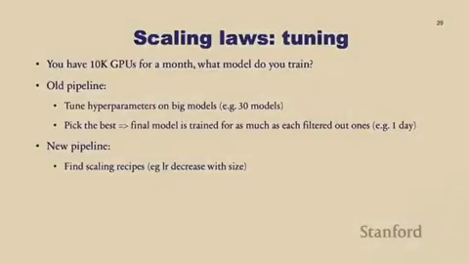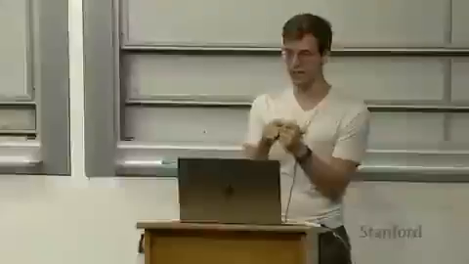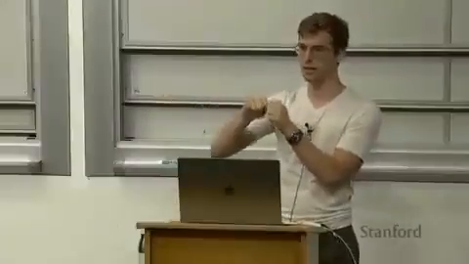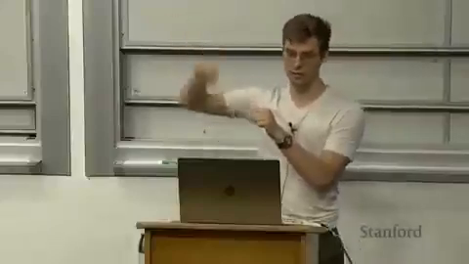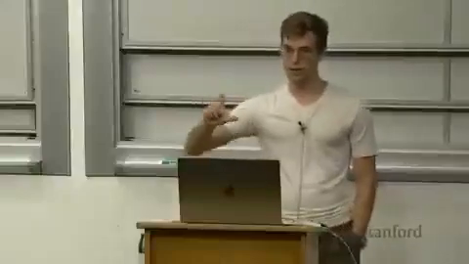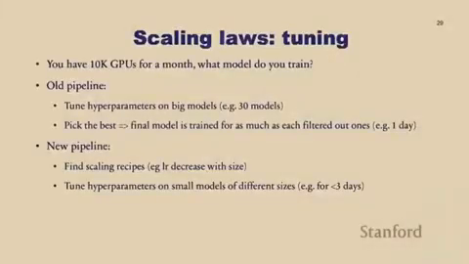The new pipeline is that you first find a scaling recipe. So you find something that tells you, for example, one common thing is that if you increase the size of your model, you should decrease your learning rate. So you find a scaling recipe so that you know if I increase the size of my model, here's what I should do with some hyperparameters. Then you tune your hyperparameters on smaller models of different sizes. Let's say for 3 days of my 30 days, I will train many different models and do hyperparameter tuning on these small models, each of different sizes.